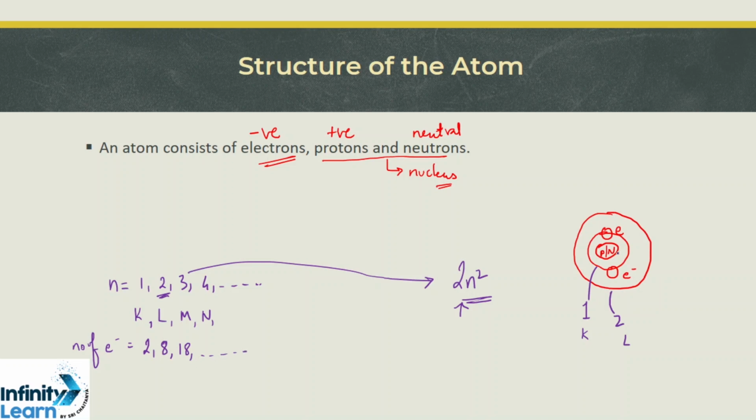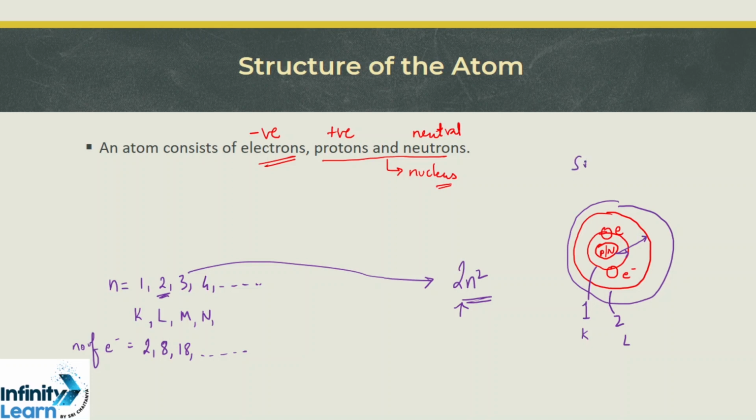As already said, all the electrons in different orbits have different energy levels. The higher the number of the orbit, the higher is the energy. Talking about the size of the atom, the higher the number of electrons, the more is the number of orbits, and thus the size of the atom is also more.